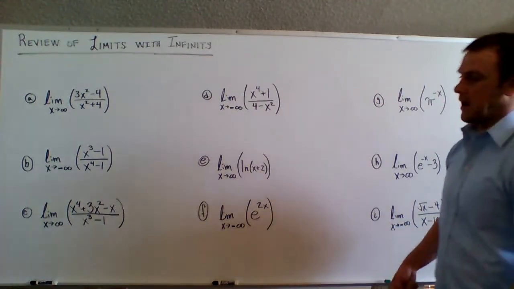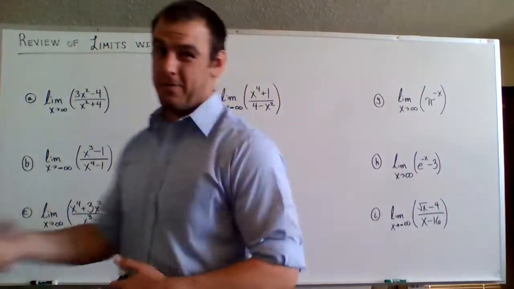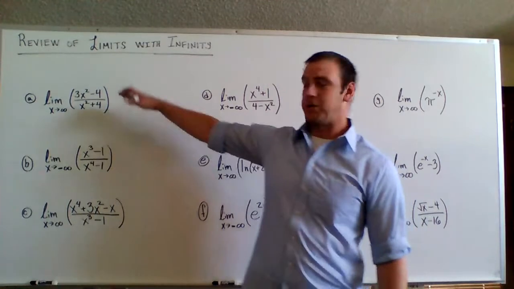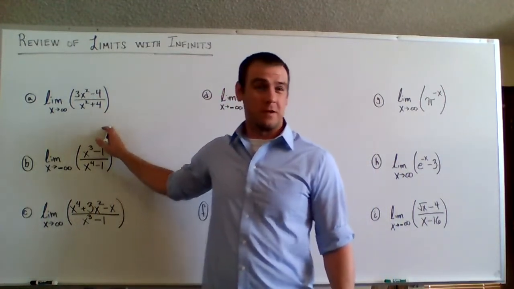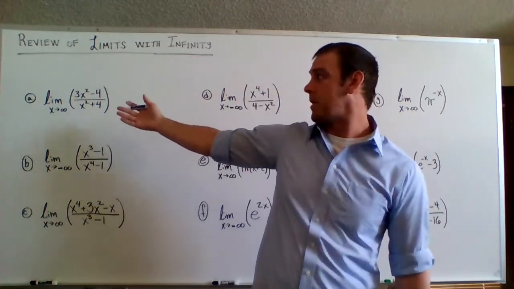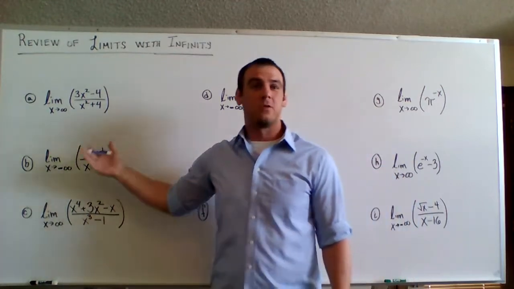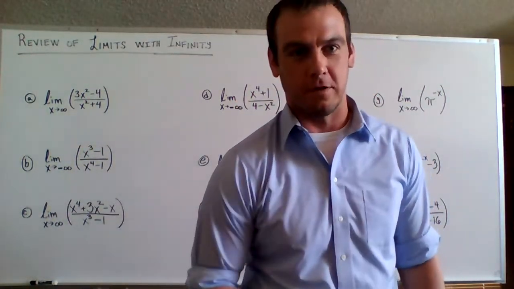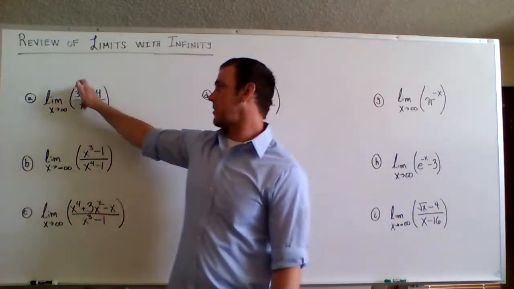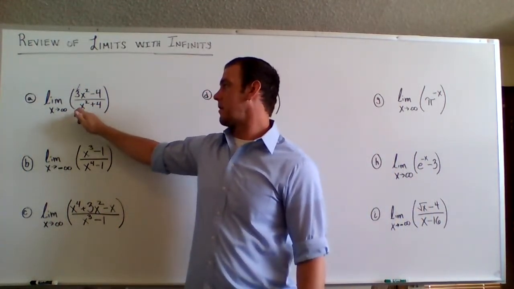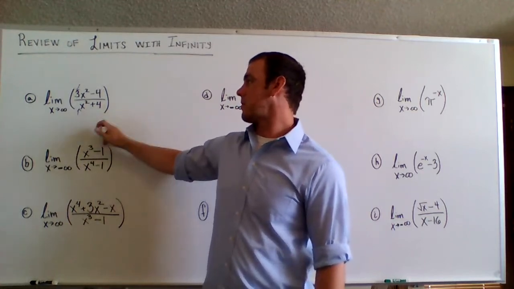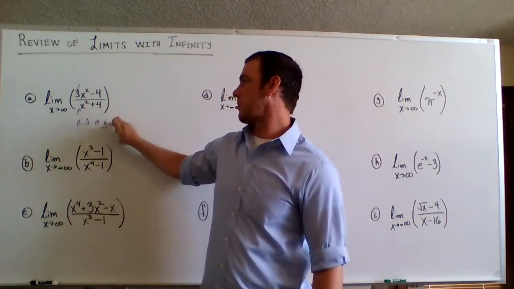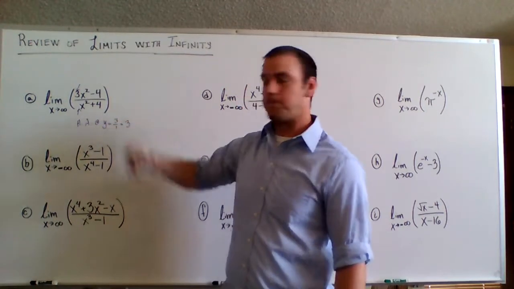All right, so let's start off over here with A then. Hopefully you guys gave these a whirl. You remember what you're doing. This is a rational function, so I'm looking at my degrees. My degree is the same on top as it is on bottom, so we have a horizontal asymptote at the ratio of the leading coefficients. The leading coefficient on top is 3. The leading coefficient on bottom is 1. So there's a horizontal asymptote at y equals 3 over 1, which is 3.